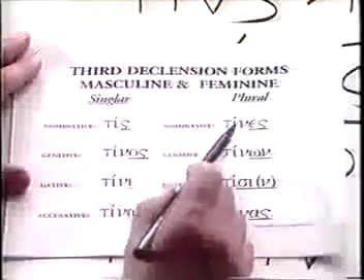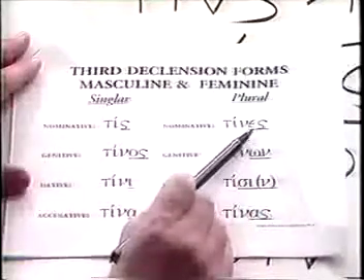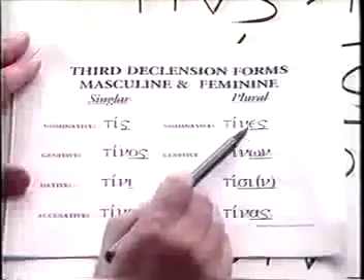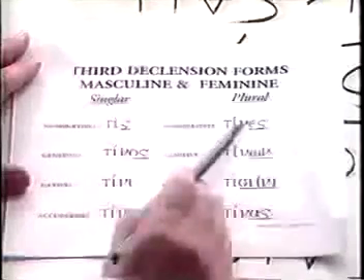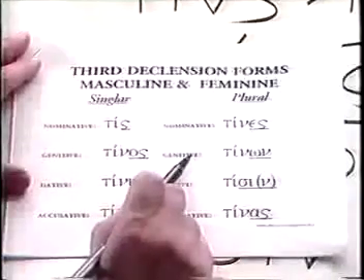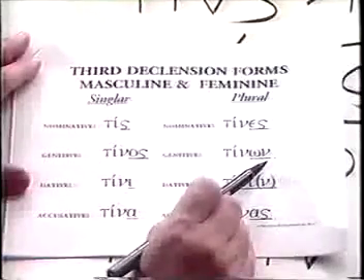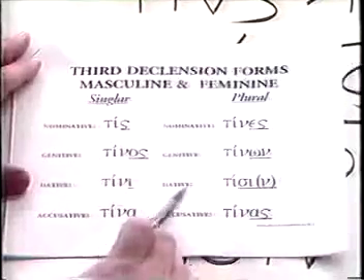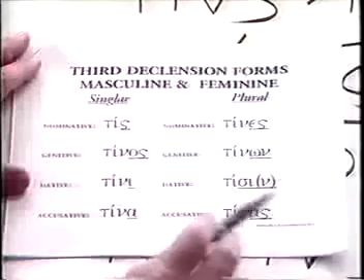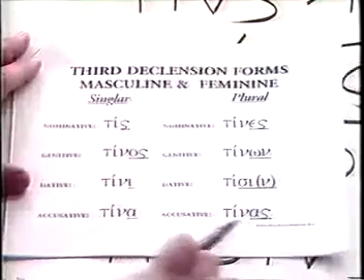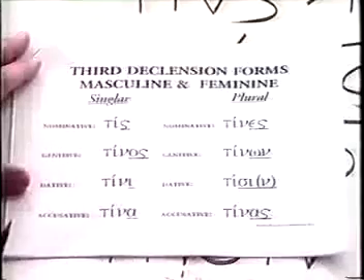In the plural, we have tines, and epsilon sigma on the end. The plural genitive is tinon. The plural dative, tisin. And the plural accusative, tinas. All right, let's take a look at some other examples of some third declension words.